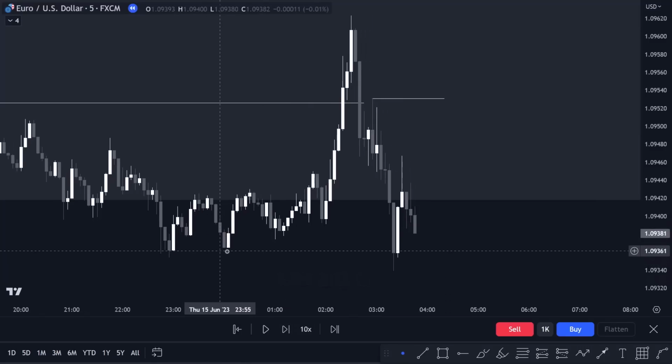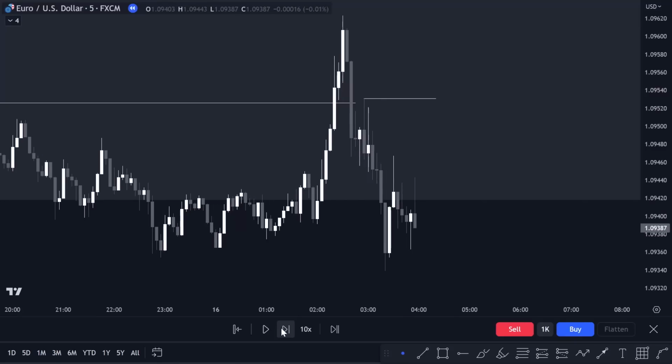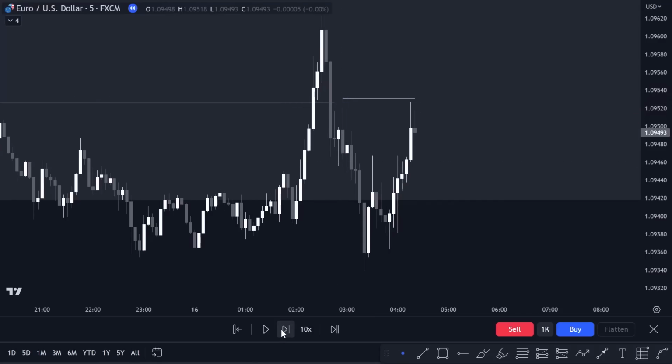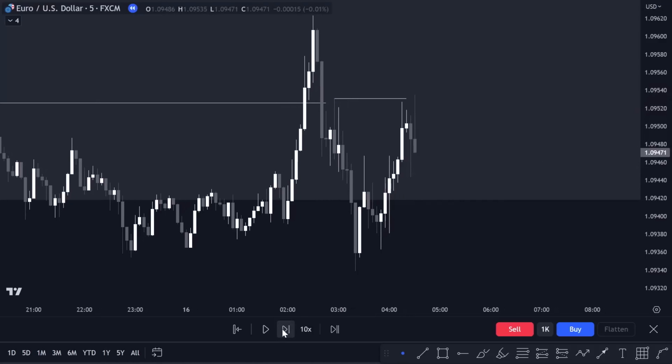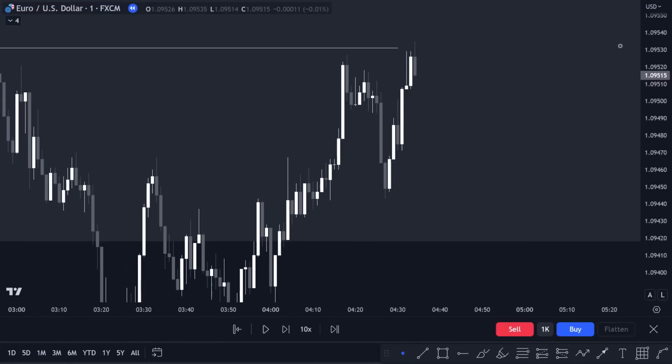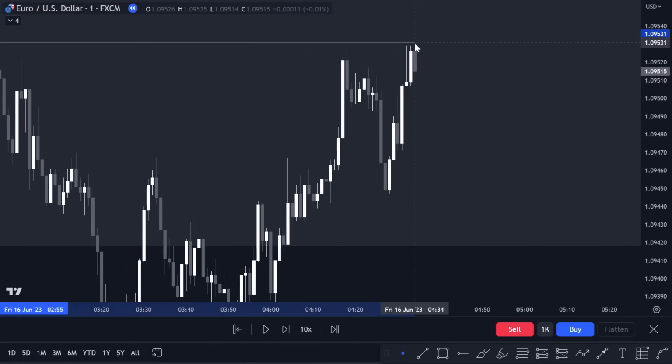So price gives a kind of change of character and goes up, and it's approaching this high, and it takes that high now. There is a purge here. Now switching back to the 1 minute, we can clearly see that, okay, this was a liquidity sweep.